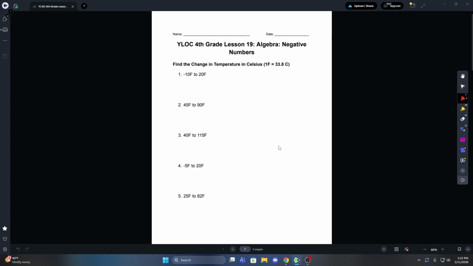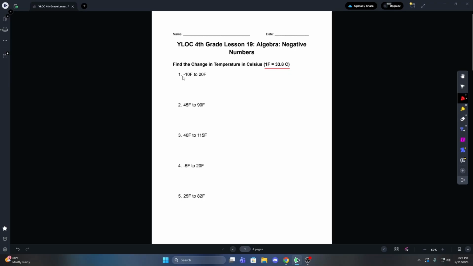Hello, welcome to Lesson 19, Algebra, Negative Numbers. So today we will be working with negative numbers. So first, let's find the change in temperature in Celsius. And they give us this little key here, where 1 degree Fahrenheit is equal to 33.8 degrees Celsius.